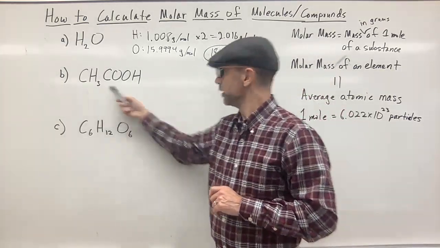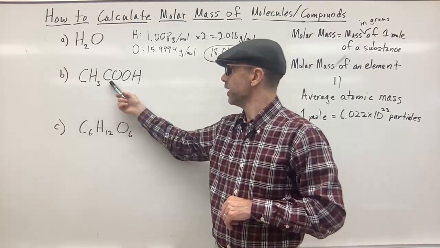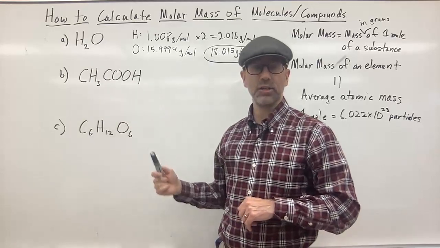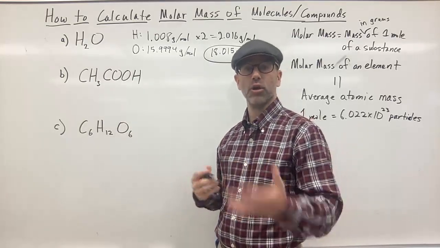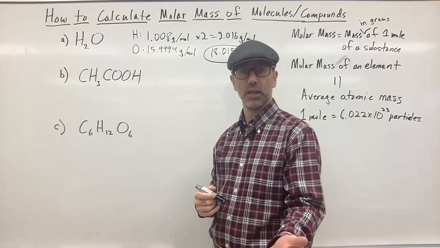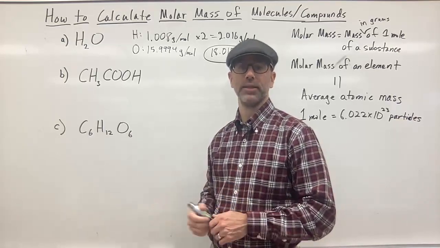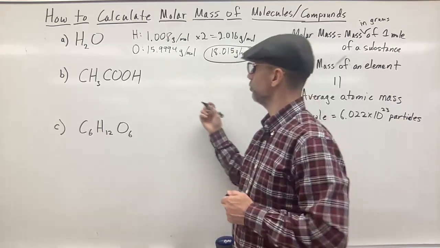So let's look at this one. This is acetic acid. So you'll see I have carbon in here, I have hydrogen, I have oxygen. So all I need to do is look on my periodic table for the average atomic masses of each of those elements, and then multiply by the number of atoms for that element that I have. So let's go ahead and do that.